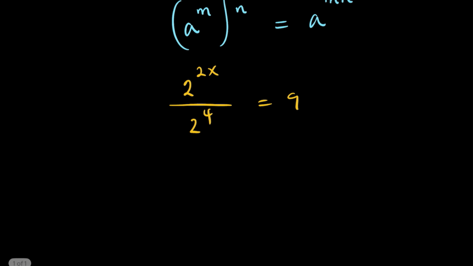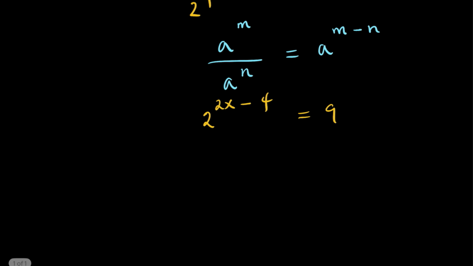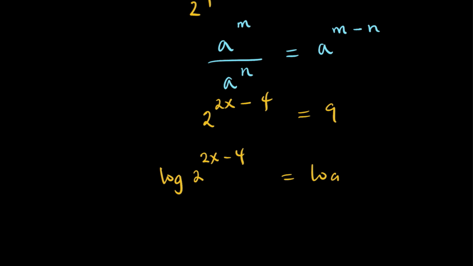I'm going to apply another law of indices. Given a raised to power m divided by a raised to power n, by law of indices, we get a raised to power m minus n. So this equation becomes 2 raised to power 2x minus 4 is equal to 9, which gives us an exponential equation, and we can proceed to taking the logarithm of both sides. So log 2 raised to power 2x minus 4 is equal to log 9.